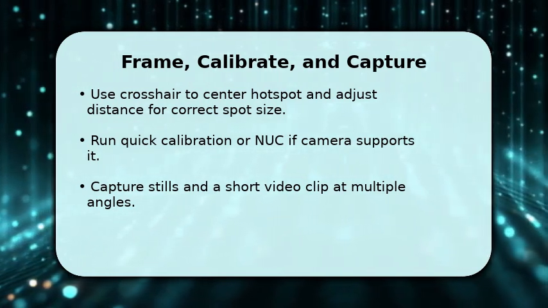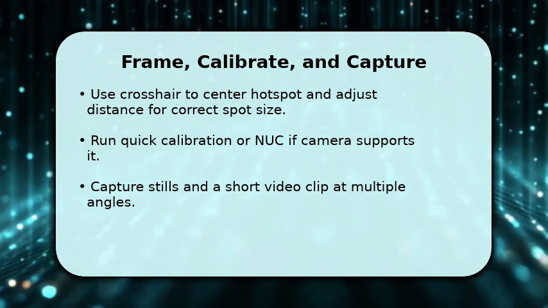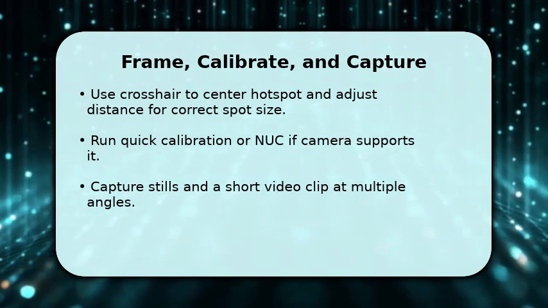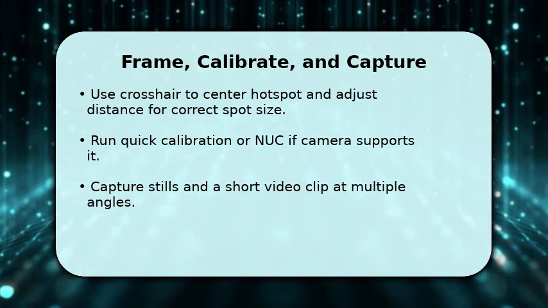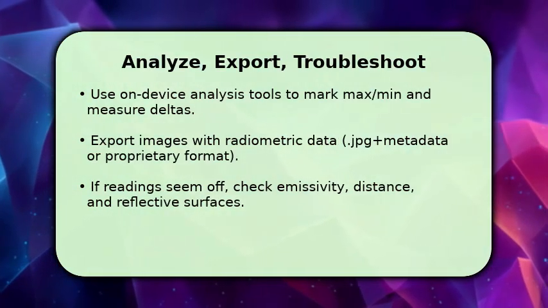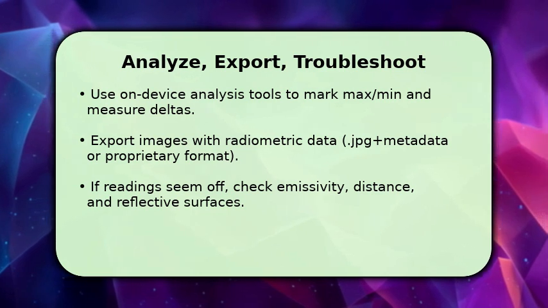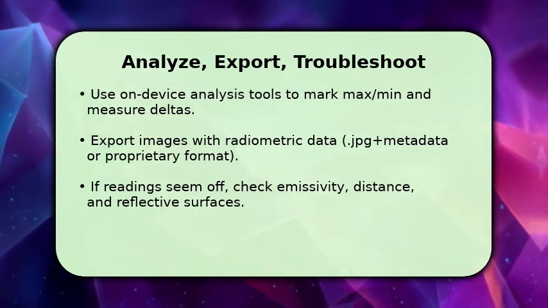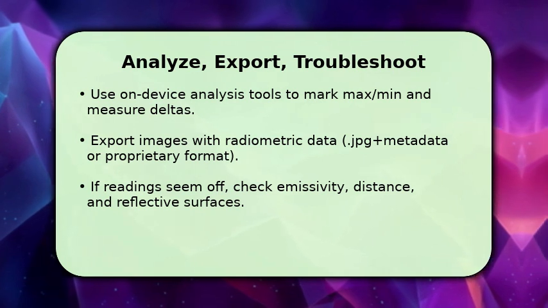Finally, capture stills and a short video from multiple angles to verify repeatability and reduce parallax errors. Finish by analyzing images and exporting radiometric data for records. Use the camera's measurement tools to mark max, min, and spot delta temperatures and annotate findings.